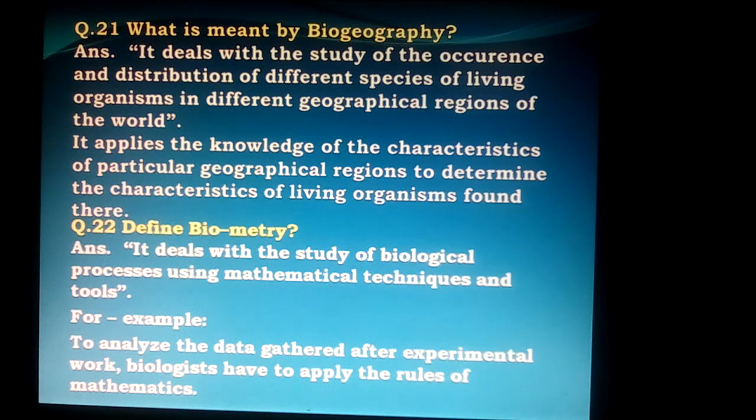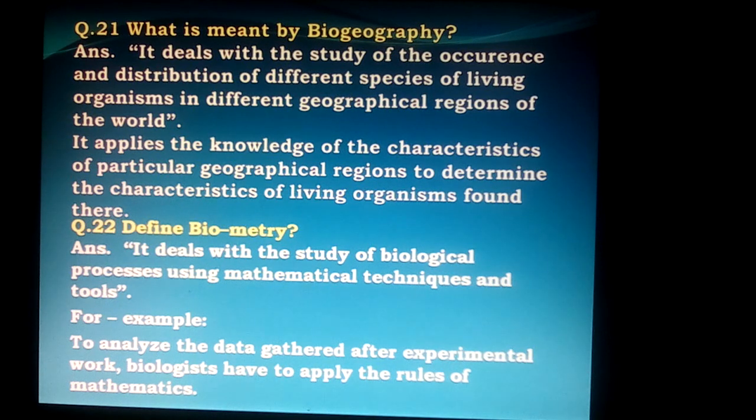Further it says, it applies the knowledge of the characteristics of particular geographical regions to determine the characteristics of living organisms found there. Living organisms living in a specific area have their own way of living. So when we study this with the help of area, it is called biogeography.